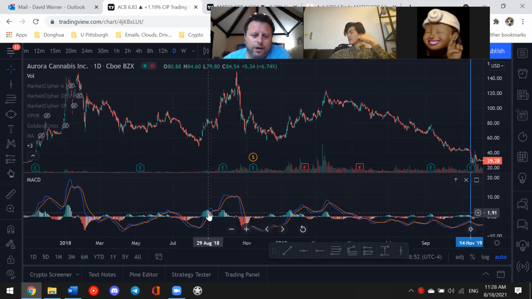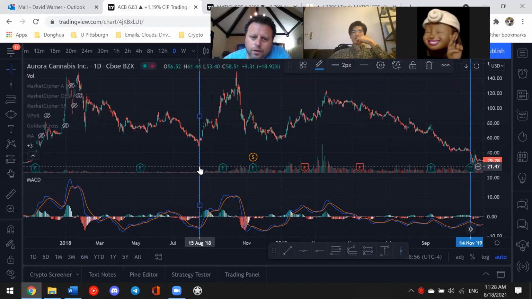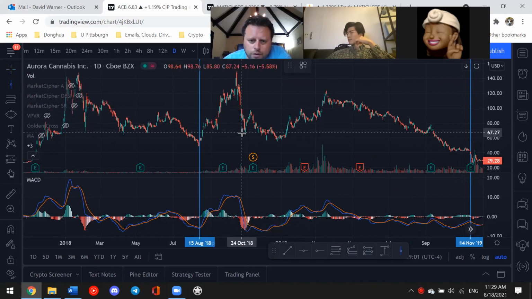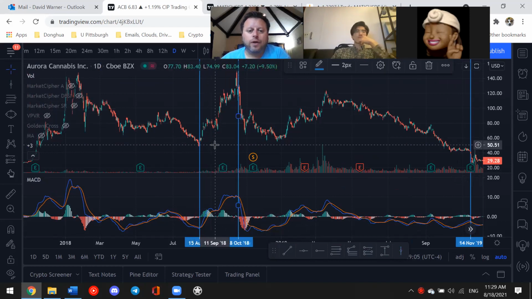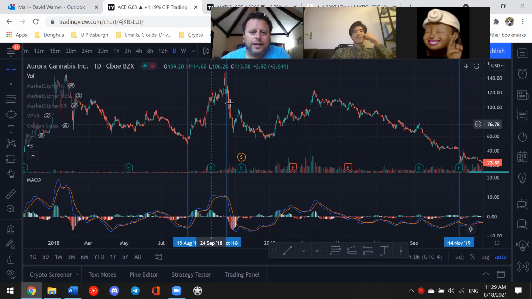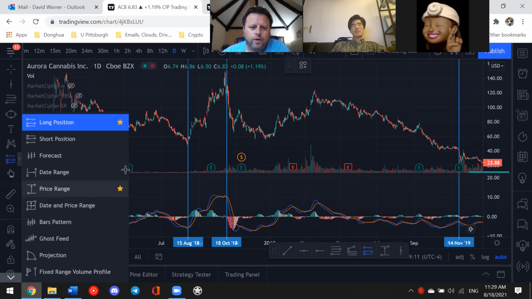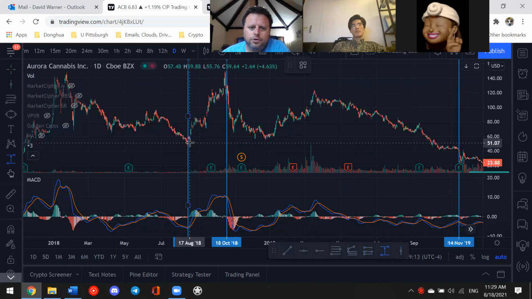If you hear blue line crosses above. So if you bought here and then the blue line crosses below here, I mean, talk about a great trade. That trade right here, you can go to your price range to see how much you would have made. So you bought here, you sold here.